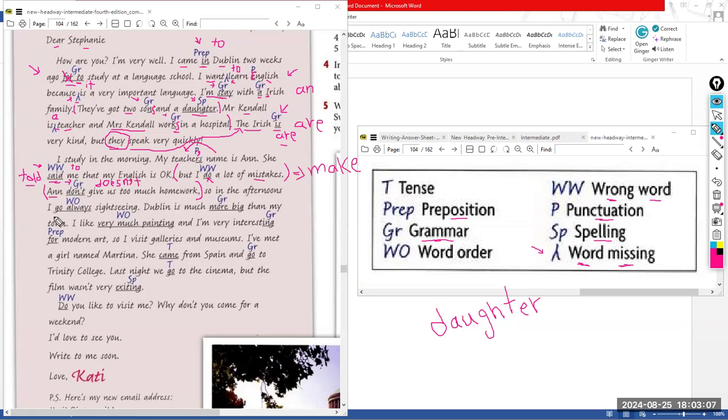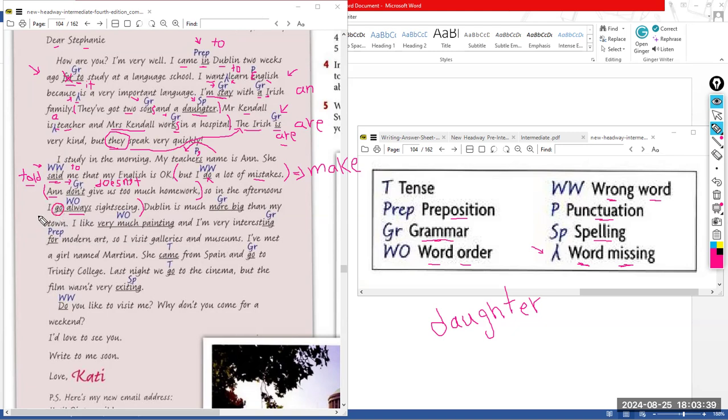So in the afternoon, I go always sightseeing. So notice here that we have a word order mistake. Can you please check the mistake that we have? Exactly. So notice that I have to say, I always go sightseeing. Keep in mind that the time marker always should come before the main verb.